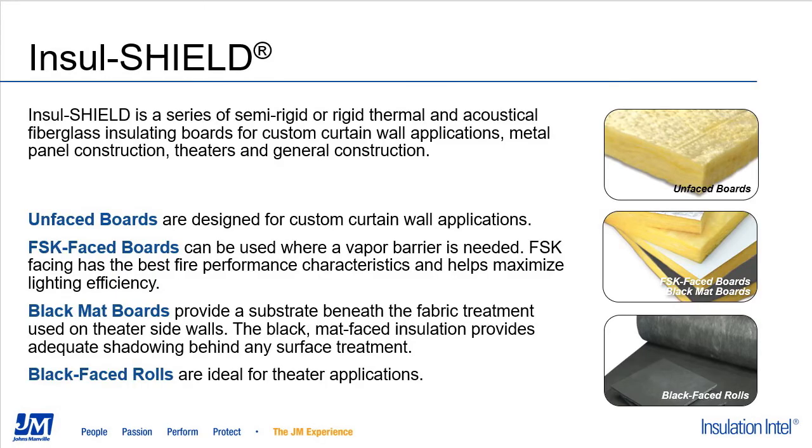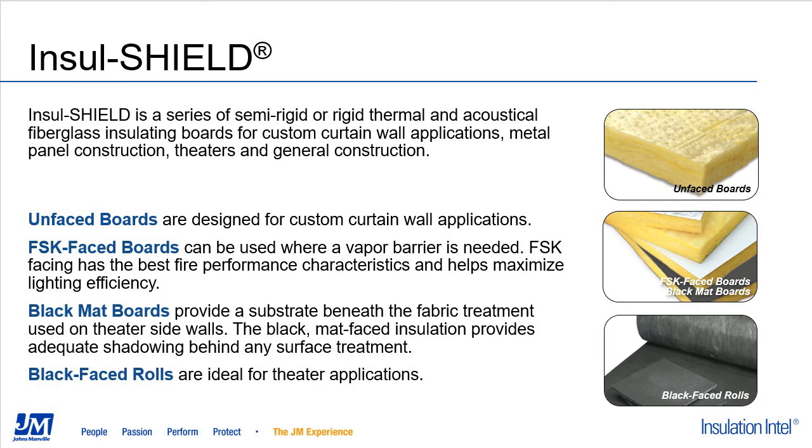So one last thing I want to briefly cover is our Instashield product line. These products are a semi-rigid roll or rigid board primarily used in curtain wall, metal panel, or acoustical applications like theaters. They are higher density than the fiberglass products previously mentioned, and they come with a variety of facing options such as FSK, black facing, and we also offer a white ASJ facing.